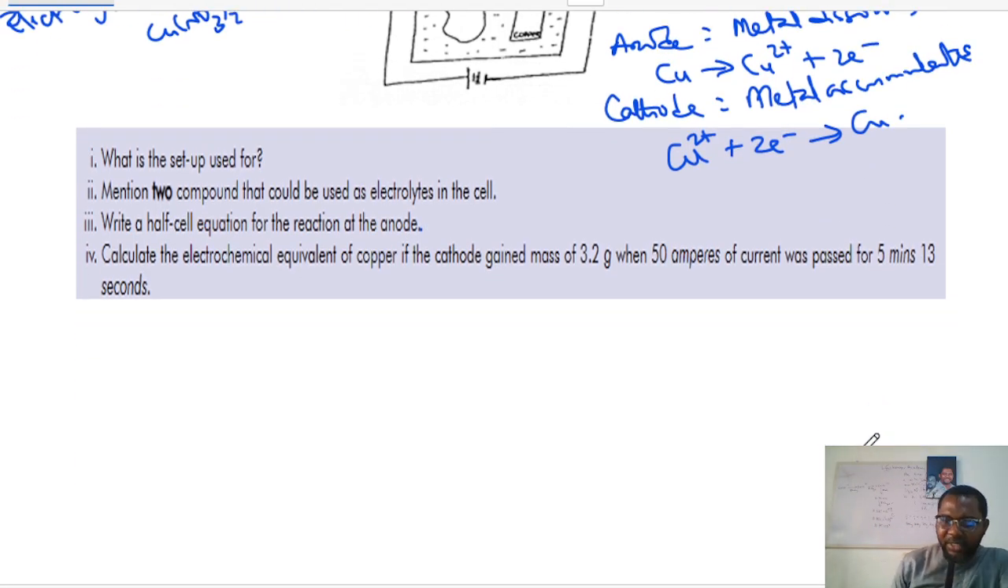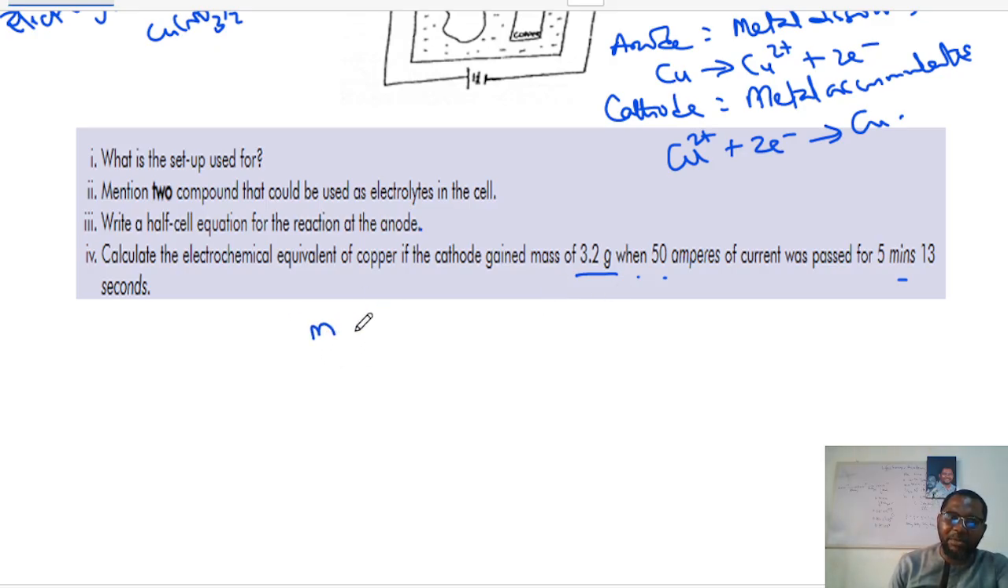Now the next question says here that calculate the electrochemical equivalent of copper if the cathode gains mass of 3.2 grams, where 50 amperes of current was passed for 15 minutes 13 seconds. Okay, and we are asked to calculate the electrochemical equivalent.